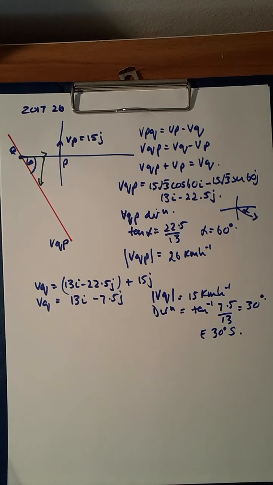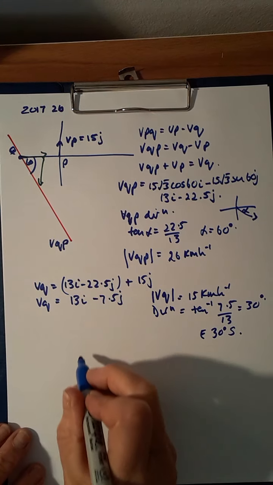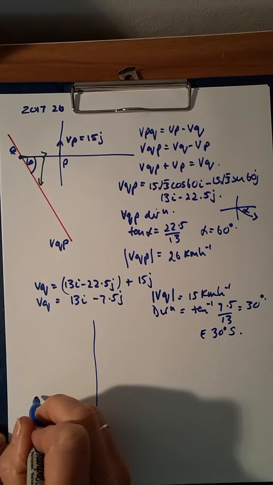Now it says, 2 minutes after the time when P and Q are closest to each other, P is east theta degrees north of Q. Find the value of theta. So you need a nice big diagram for this one now. Okay, so we're going to draw, here's our axis again.